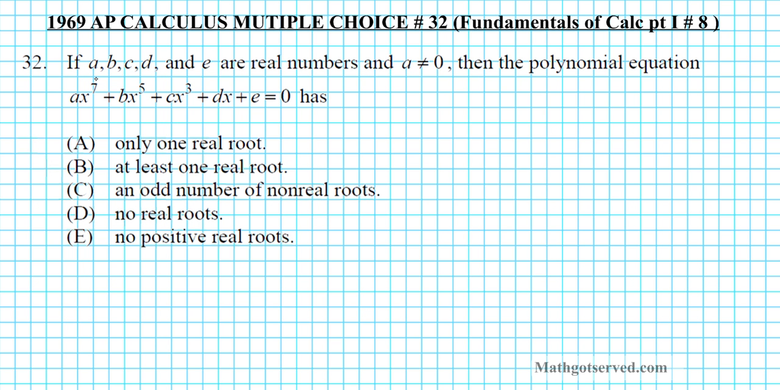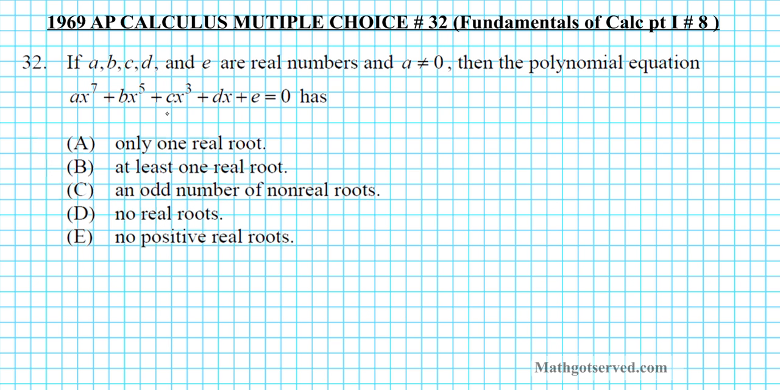It says if A, B, C, D, and E are real numbers and A is not equal to 0, then the polynomial equation ax to the 7th plus bx to the 5th plus cx to the 3rd plus dx plus e equals 0 has, and then we have different conditions here.